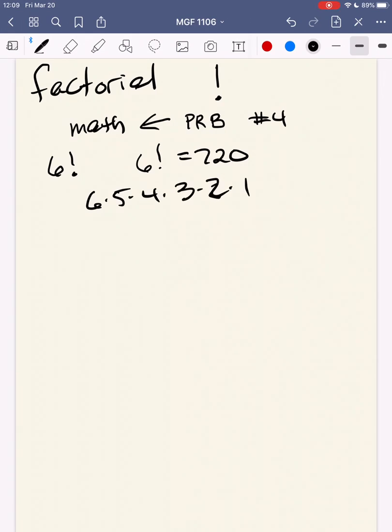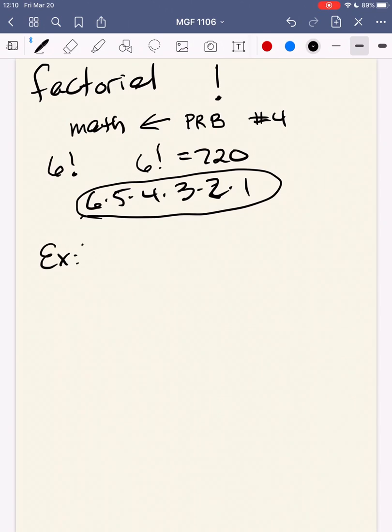Okay, so if you do not have a TI-84 or a calculator that does factorials, you can still do this and end up with the right answer. So don't feel that because you don't have one at home, you can't do this. It's totally doable. Okay, so let's go ahead and look at example 7, where we're just talking about factorials.